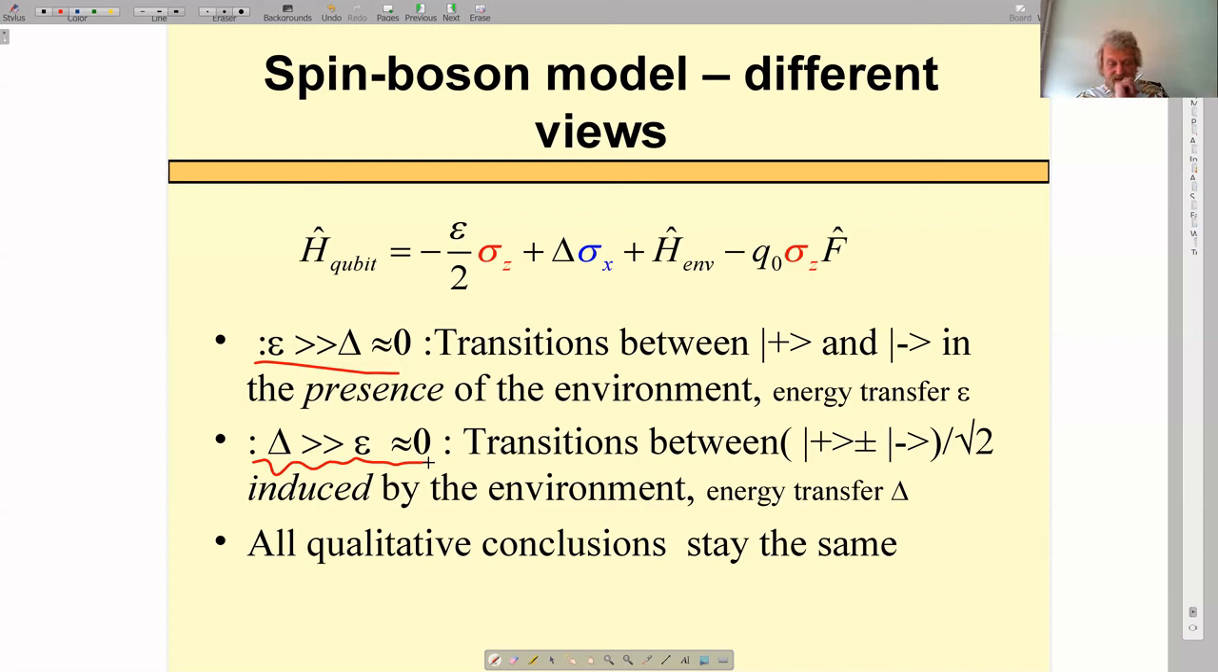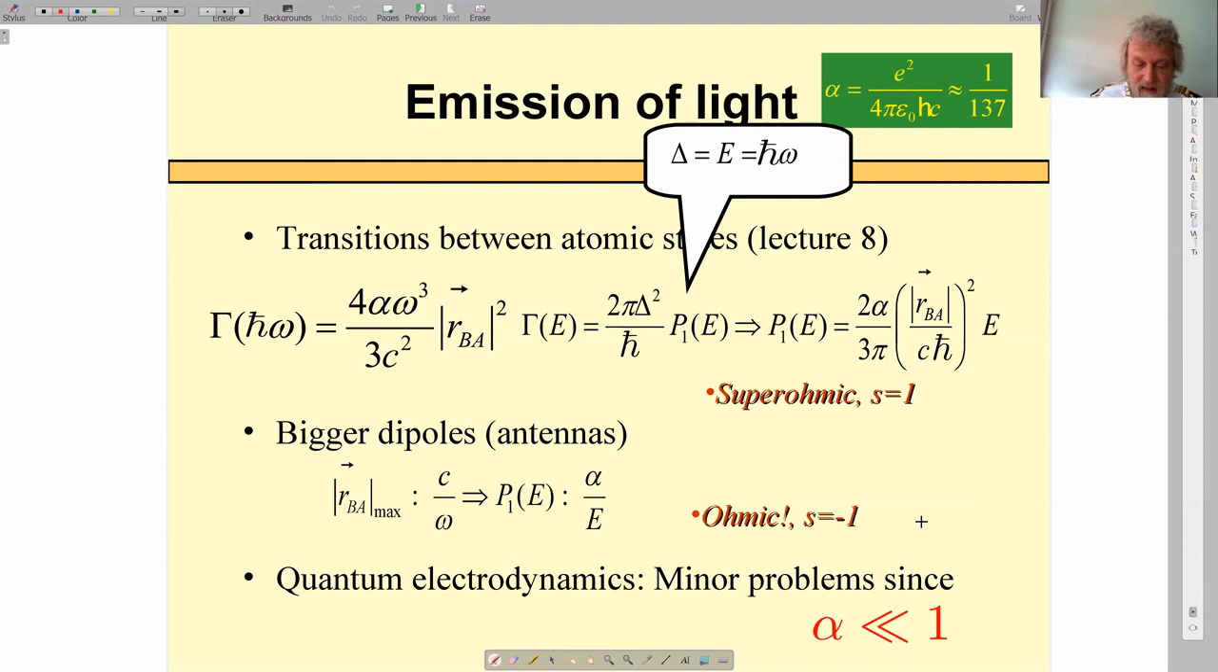The only point is that in the presence of the environment, we looked at the transition between plus and minus. For the opposite limit, we will look at the transitions between equally weighted exponents and transitions between states. And energy transfer will be different in these two cases. Instead of epsilon, we get delta. But the classification of the environments remains the same, because it's about energy loss in the course of a transition, whatever the transition is. With this, we can apply it to atoms. And we can consider the transitions, which is emission of light by atoms. So an atom is a realization of a qubit, if you wish.